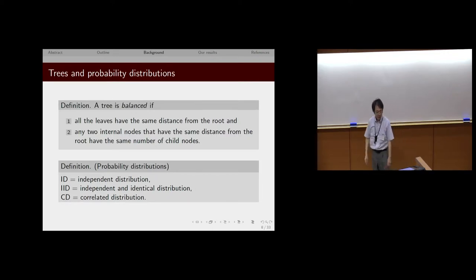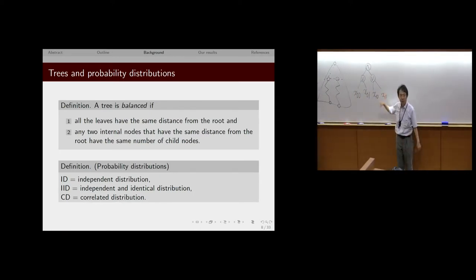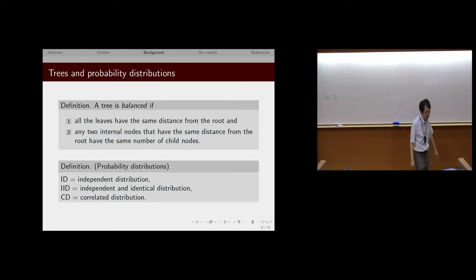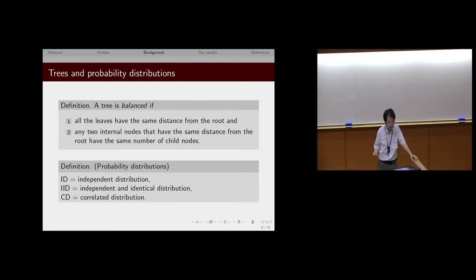In this slide, we review some important definitions. A tree is balanced if all the leaves have the same distance from the root and any two internal nodes that have the same distance from the root have the same number of child nodes. So a uniform binary tree is a special case of a balanced tree. Probability distribution means probability distribution over the truth assignments on a given tree. ID means independent distribution. IID means independent and identical distribution.